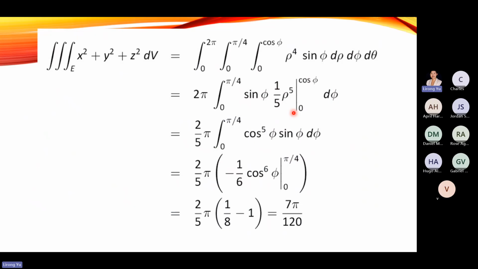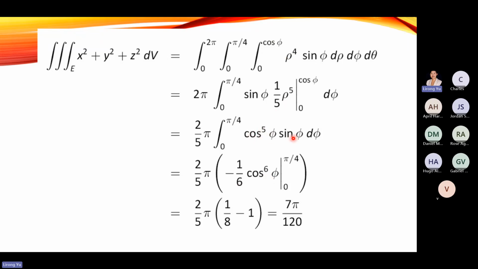So this is a textbook solution. I'm trying to explain why those integration limits come naturally. And for the integration part of it, we integrate rho to the power 4 with respect to rho. We'll have rho to the power 5 over 5. Put in the integration limit, we'll have cosine phi to the power 5 over 5. And then we bring the 5 to the outside. And then cosine to the fifth power phi times sine phi d phi is the negative derivative of cosine to the power 6 phi.